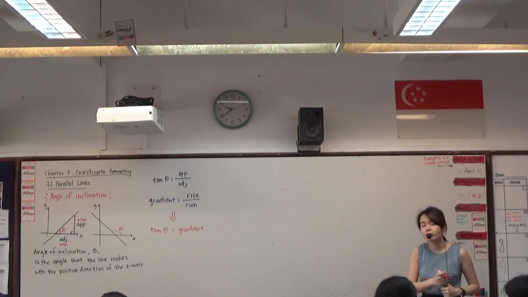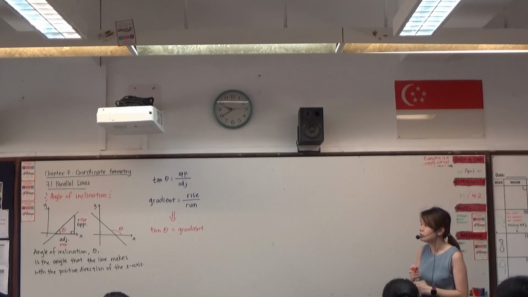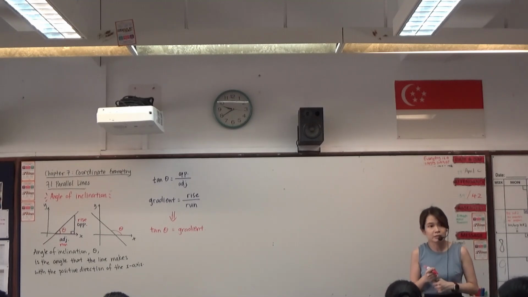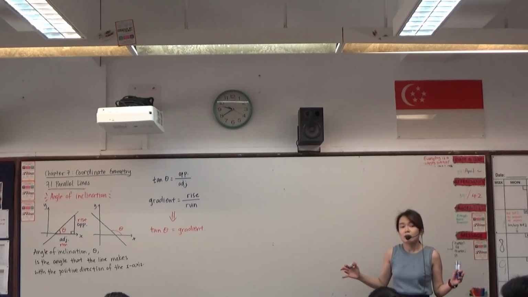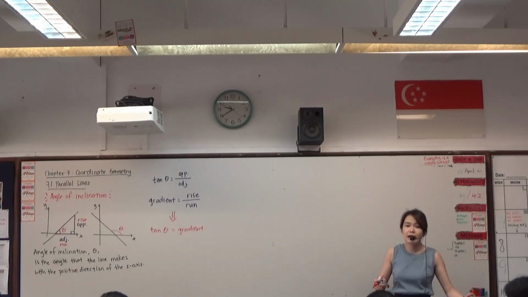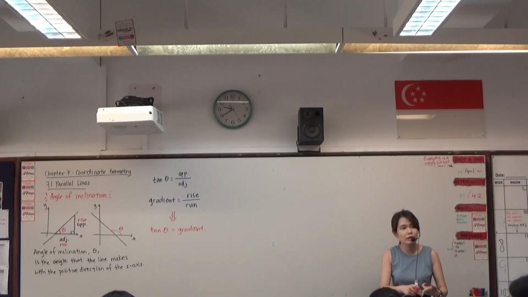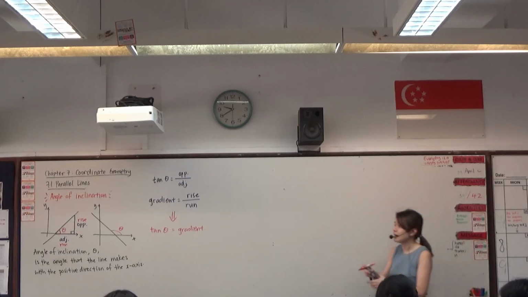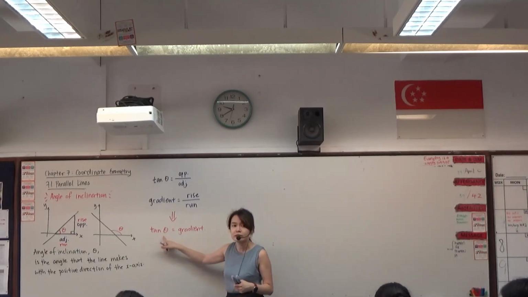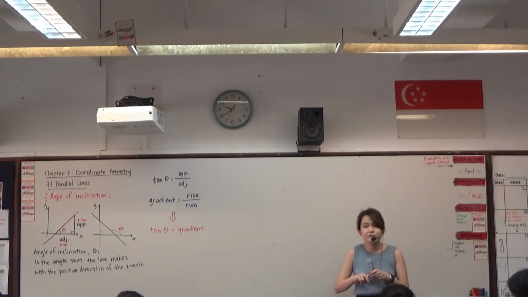If I do not know the angle, if the question did not give us the angle, there's no way for us to use this formula. So we have a lot of ways to find gradient now. We know to use rise over run, which we extend to coordinate geometry as y2 minus y1 over x2 minus x1. And now, if I know the angle of inclination, I can use this formula to find gradient, which is tangent theta.